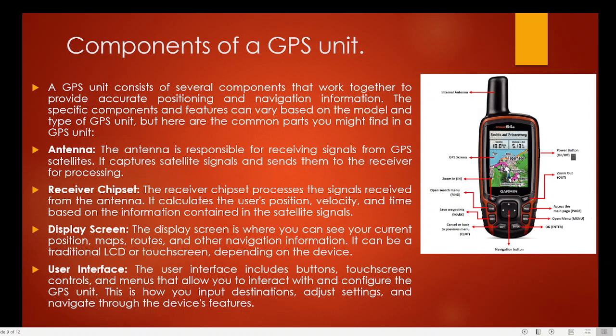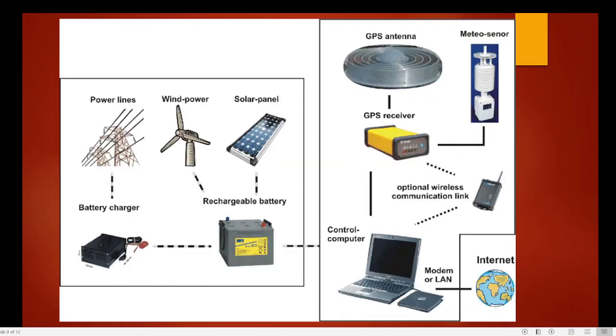So the components of a GPS unit: there will be an antenna, this is the antenna. Then there will be a computer system, which we call the chipset of the computer. Then there will be a display screen. The display screen will show the position and the map, just like when you take Google Maps. All those information will also be displayed by the GPS hand unit. Then this is the user interface. How we can move and adjust the different settings are all shown here.